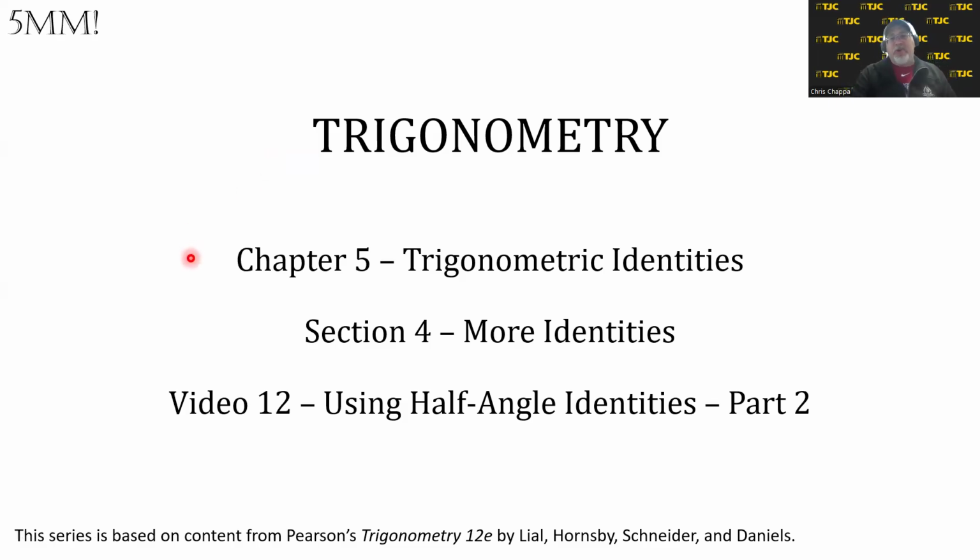Trigonometry, Chapter 5, Trigonometric Identities, Section 4, More Identities, Video 12, using half-angle identities, Part 2. This series is based on content from Pearson's Trigonometry 12th edition by Lial, Hornsby, Schneider, and Daniels.